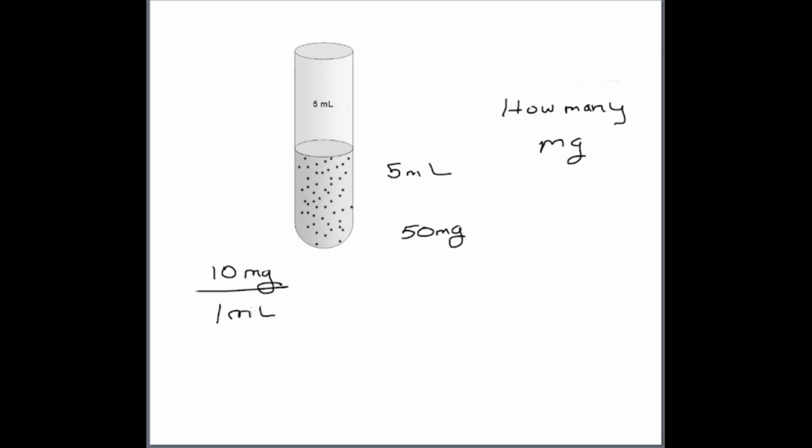If we could say there's 10 milligrams per 1 mil, we can multiply that by 5 mils. Again, the mils will cancel, and we get 50 milligrams. So this would be our unit canceling method. I'll just say unit C method. Or we could use proportions.